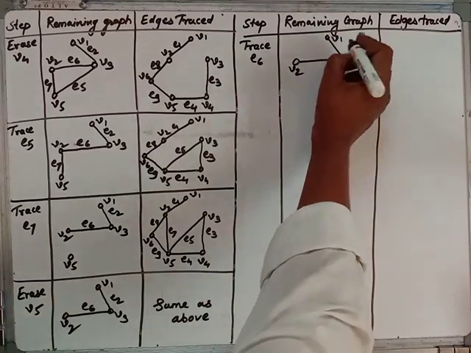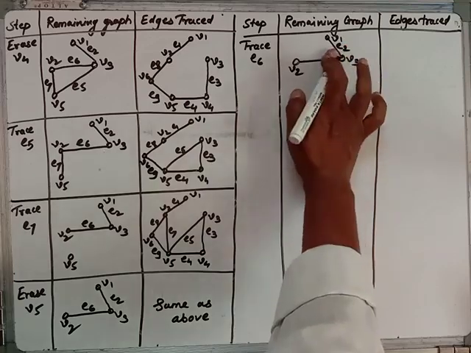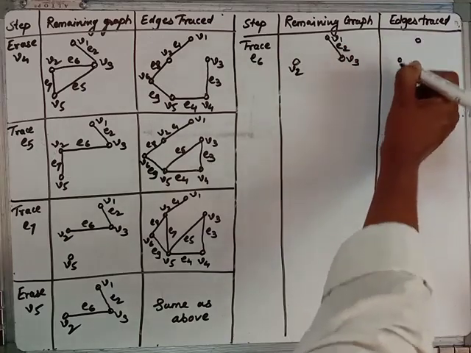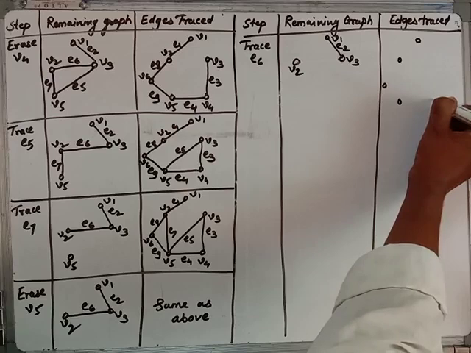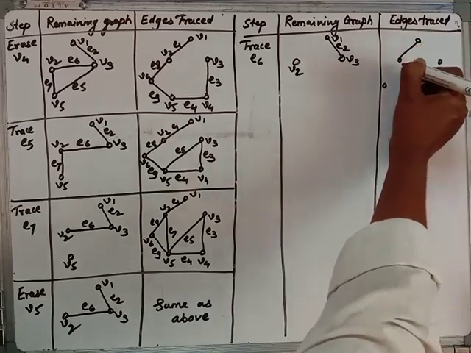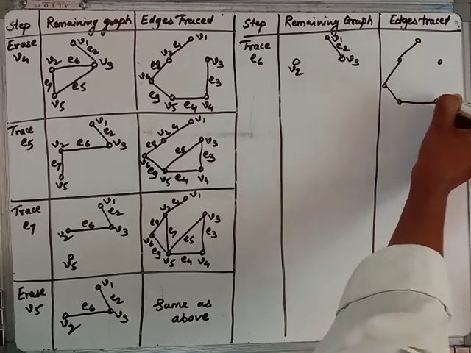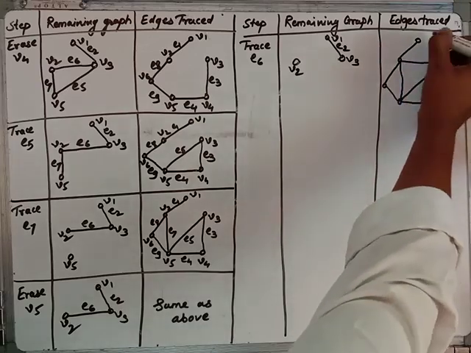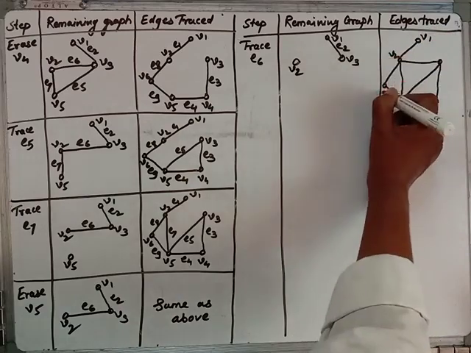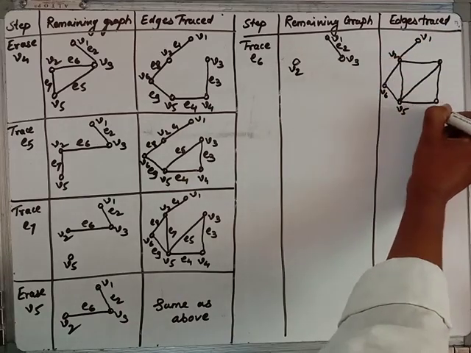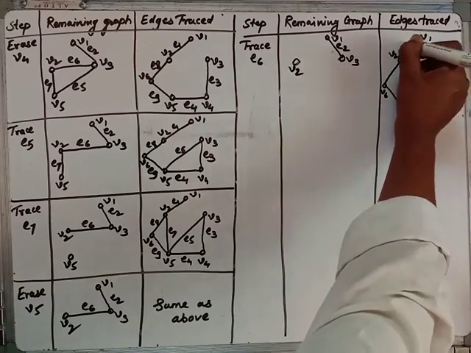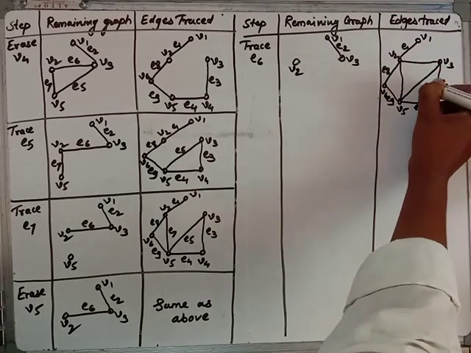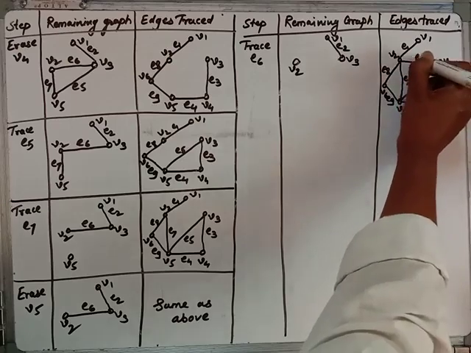So here it is E2. If we want to draw E6, we have to trace E6. So here V1, V2, V6, V5, V4, V3. As such we are going. We reach here, right? V1, V2, this is V6, V5, V4, V3. This is E1, E8, E9, E4, E3, then E5, E7, and then E6.